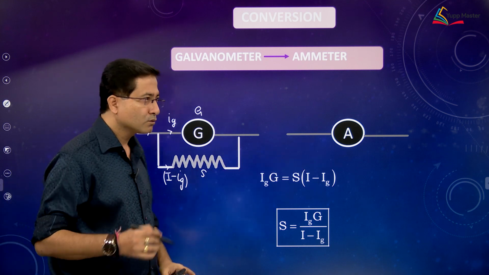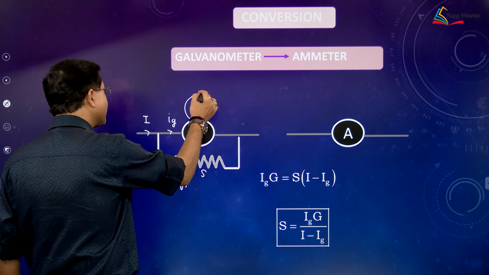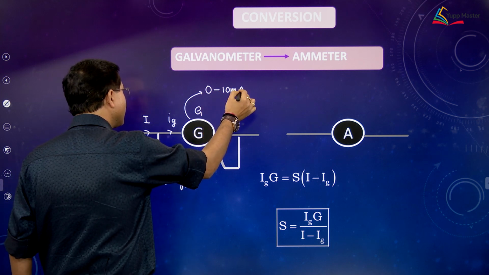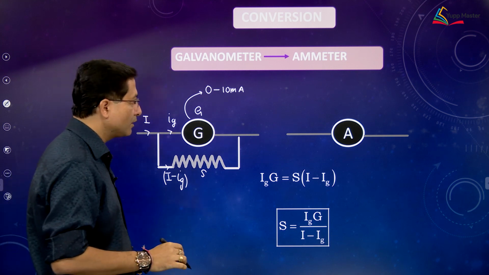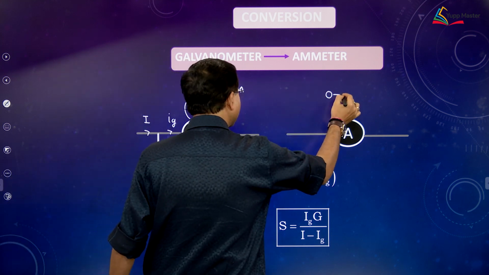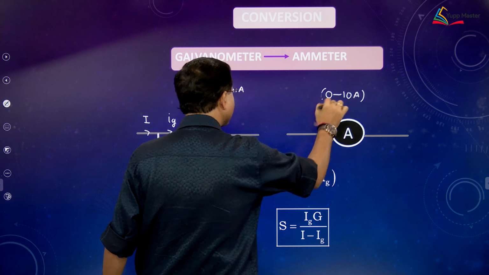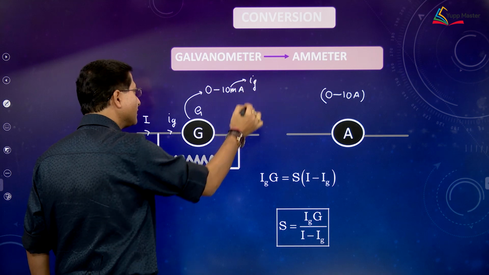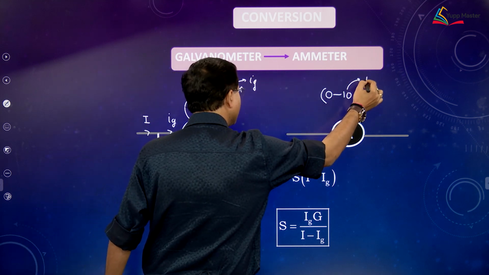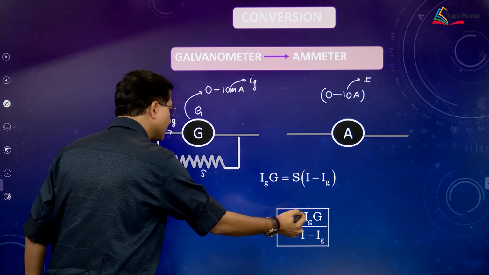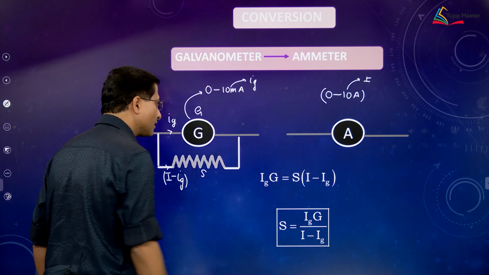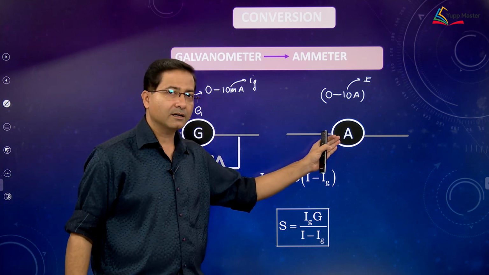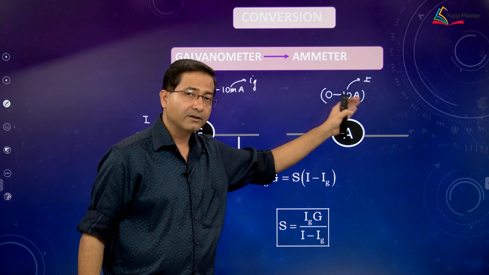So if I give you a galvanometer which can measure current up to say 10 milliampere, and I want to convert it into an ammeter which can measure current up to 10 ampere, 0 to 10 ampere, here this is the value of Ig and this is the value of I. Using these values, you can find the required shunt resistor to make this conversion possible. So now we have a device which can measure a high current range.